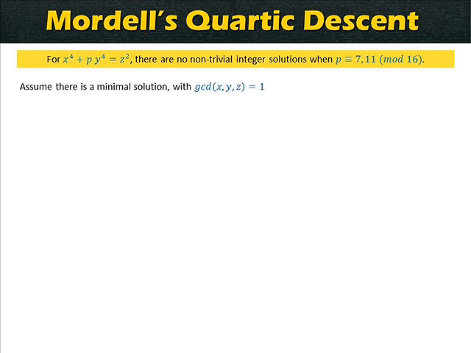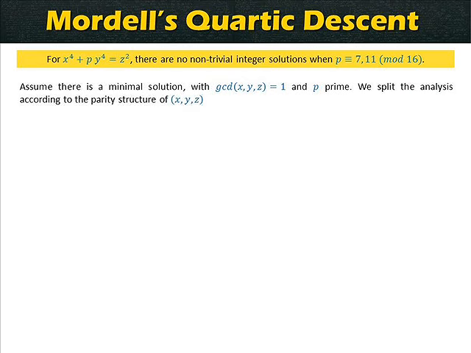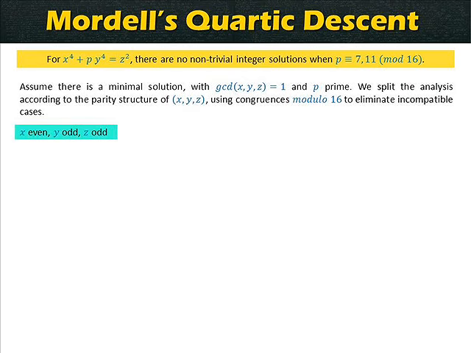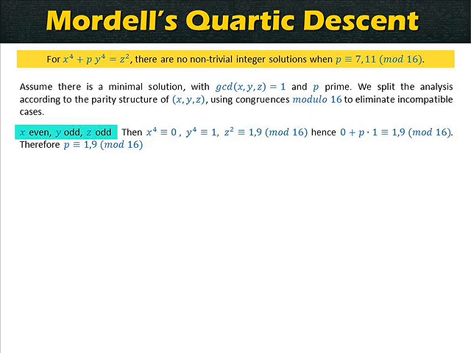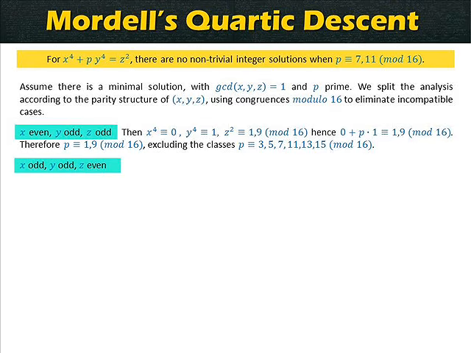We assume a primitive minimal solution and split the proof according to parity of x, y, and z. First, suppose x is even while y and z are odd. A straightforward congruence calculation, modulo 16, forces p to lie in only two residue classes, 1 and 9 modulo 16. Therefore, the classes 3, 5, 7, 11, 13, and 15 are excluded.